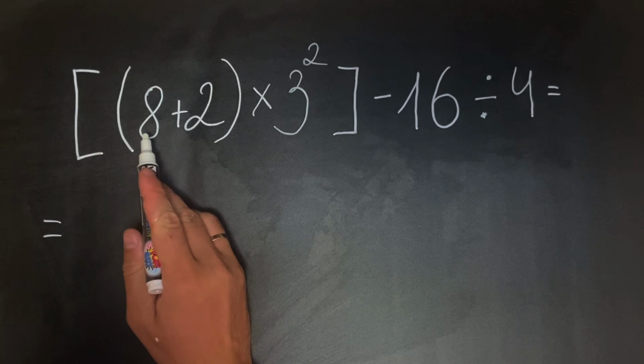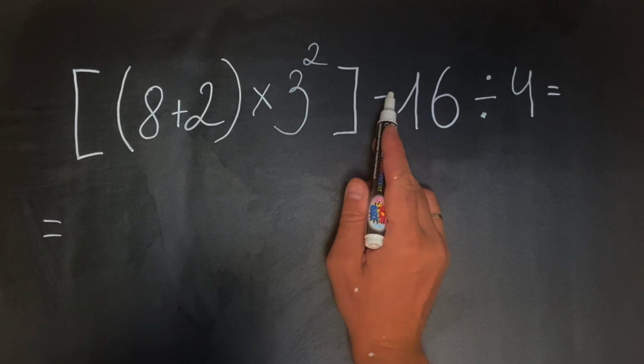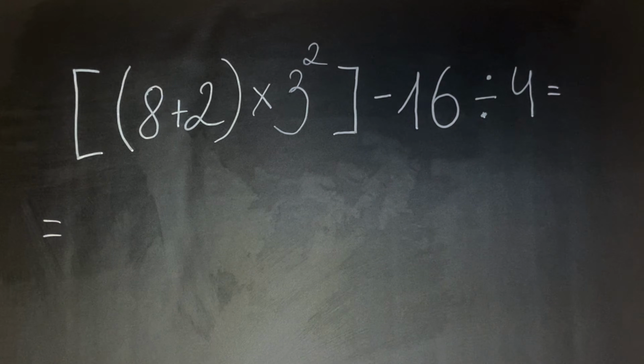Hello everyone. 8 plus 2 multiplied by 3 squared minus 16 divided by 4.